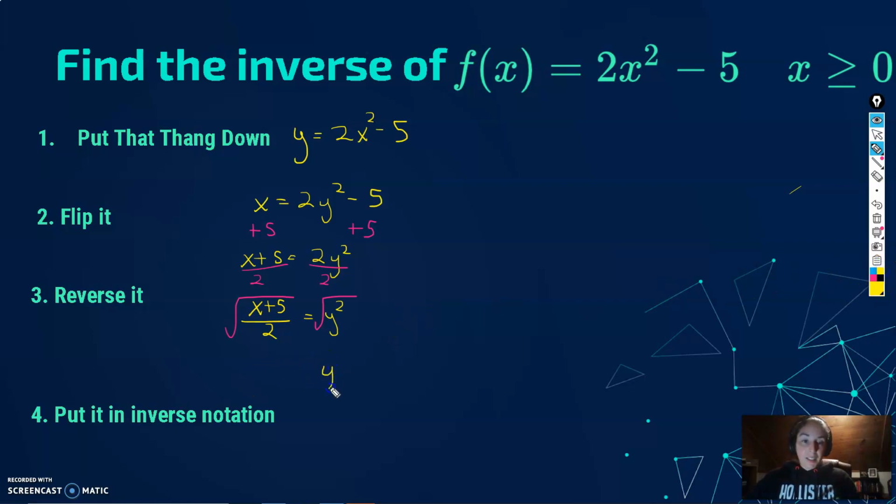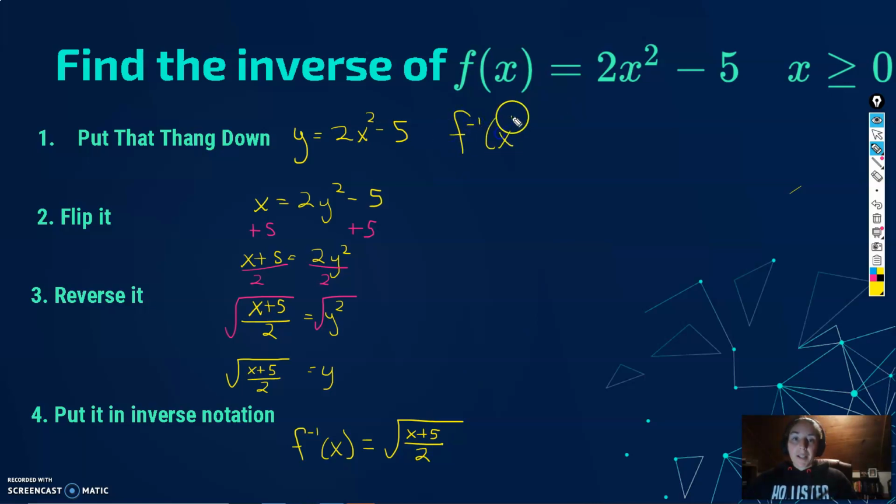We're just going to say y equals the square root of (x plus 5) over 2. And we're just going to take the positives because we're only dealing in positives because we restricted the domain. Now step 4, put it in inverse notation. So f inverse of x is equal to the square root of (x plus 5) over 2.